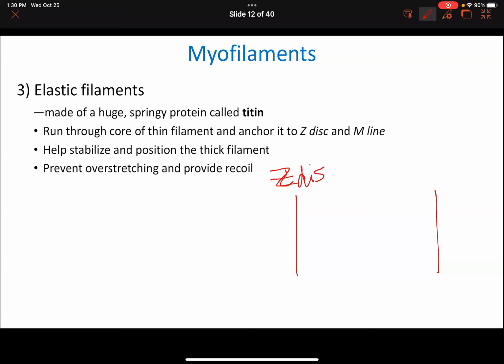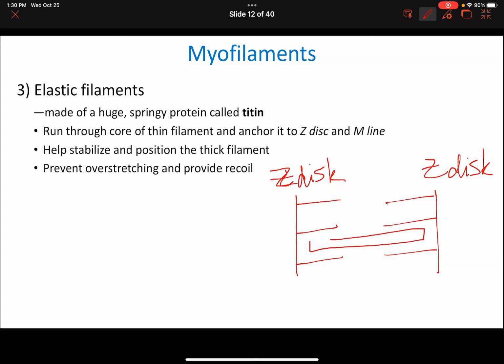So at the end of each of these, you have actin attached to these Z discs. And then in between, you have these myosin filaments with the heads, just as we saw in the previous slide. And I drew that one wrong, sorry. So we have myosin, myosin, myosin, and we have these Z discs that are holding the actin filaments in place. So these elastic filaments are going to be here in the core, connecting the actin to the Z disc.